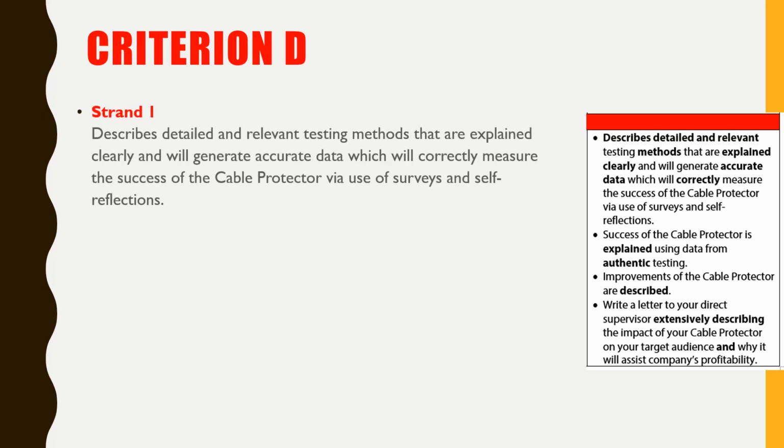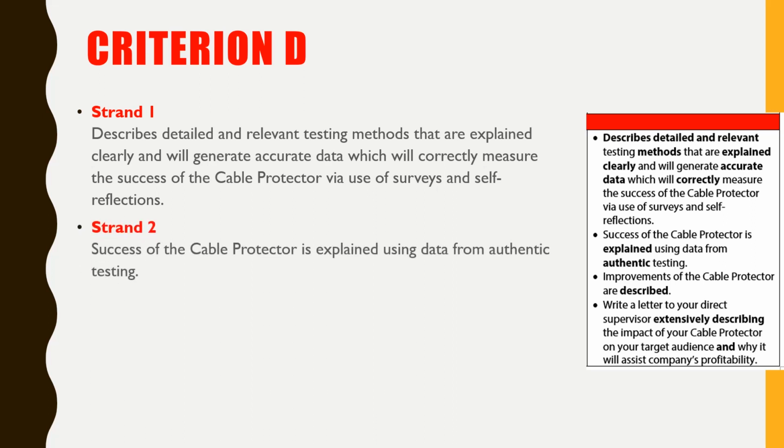Strand 1, describe detailed and relevant testing methods that are explained clearly and will generate accurate data, which will correctly measure the success of the cable protector via the use of surveys and self-reflections. Strand 2 is the success of the cable protector is explained using data from authentic testing. Strand 3 is then the improvements to the cable protector described.